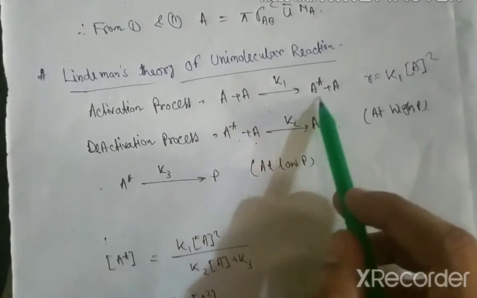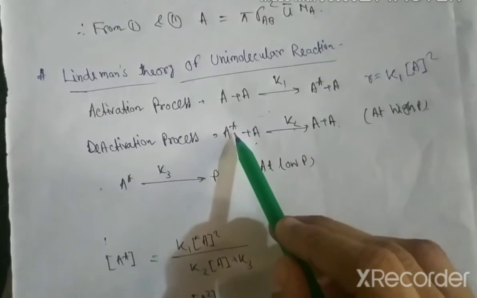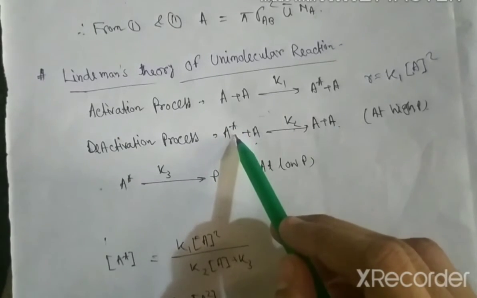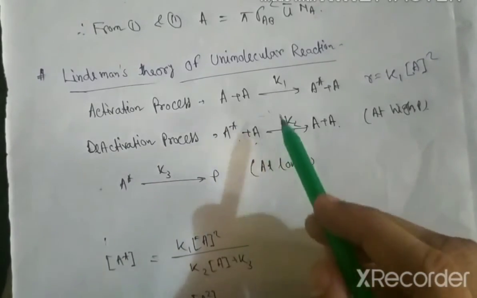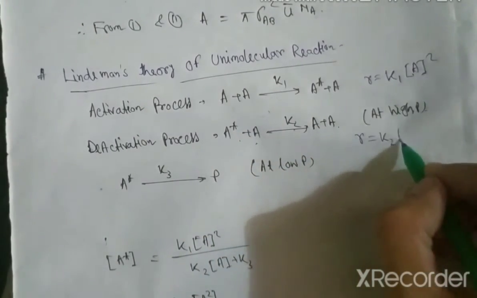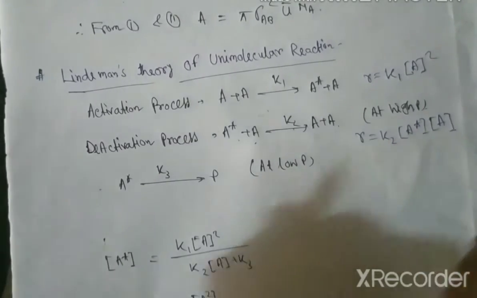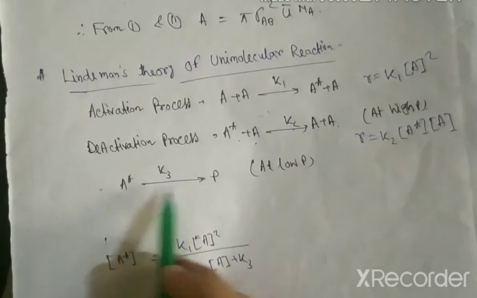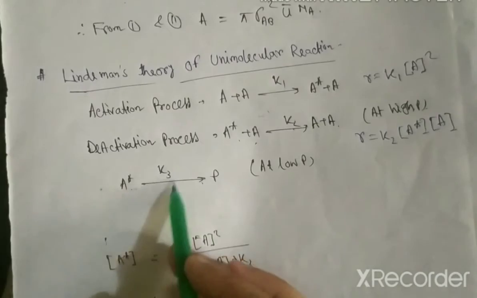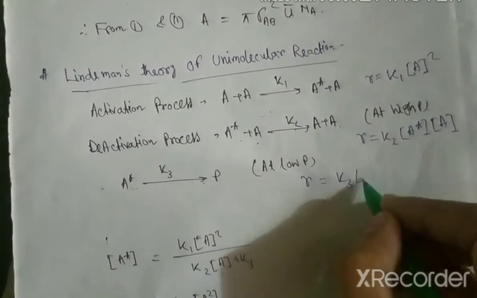That is, among the molecules activated, some are deactivated also. In such a case the rate is equal to k2 into concentration of A star into concentration of A. And in the last step the product is formed from the activated complex, that is A star to P, where the rate constant is k3, and the rate is equal to k3 into concentration of A star.